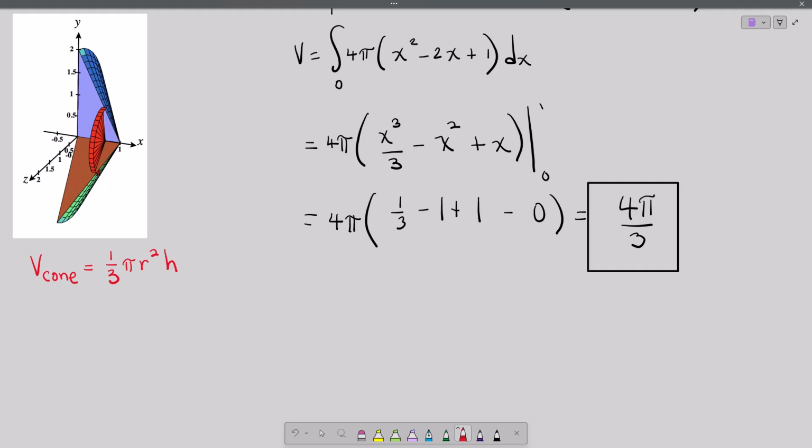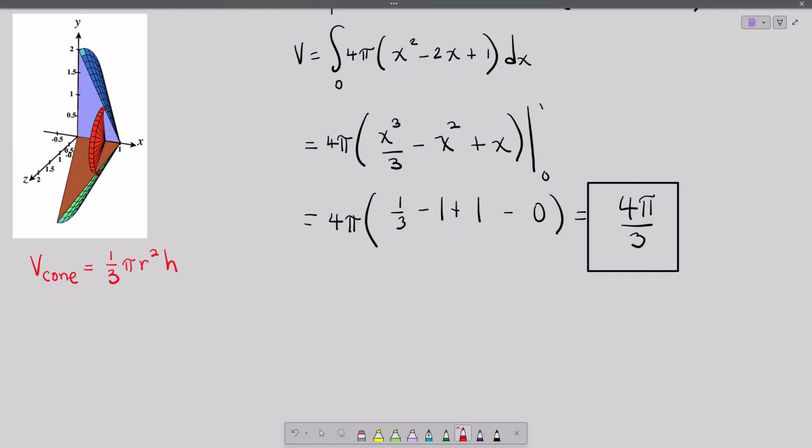So pi r squared is the area of a disk, and then you multiply by the height, so that would be the volume of a cylinder, and then you take 1/3 of that to get the volume of a cone. So you can imagine the cone is sitting inside of a cylinder. It's going to be less than the volume of the cylinder. Pi r squared times height will give you the cylinder, and then 1/3.